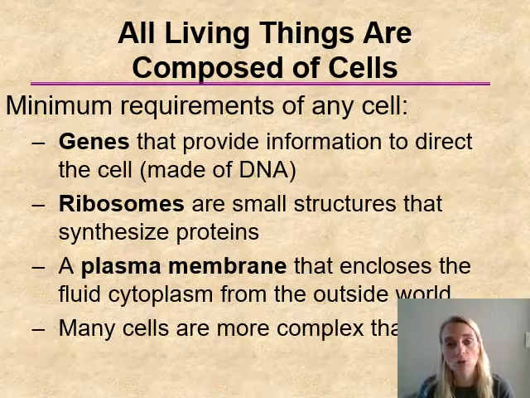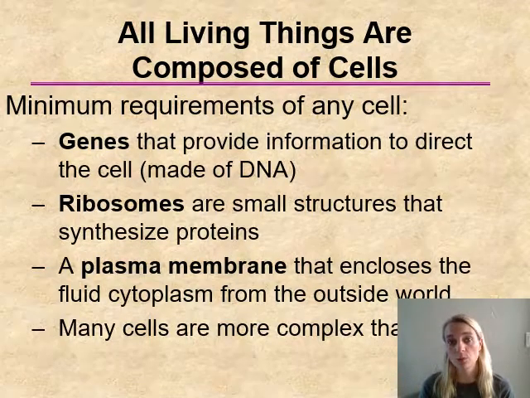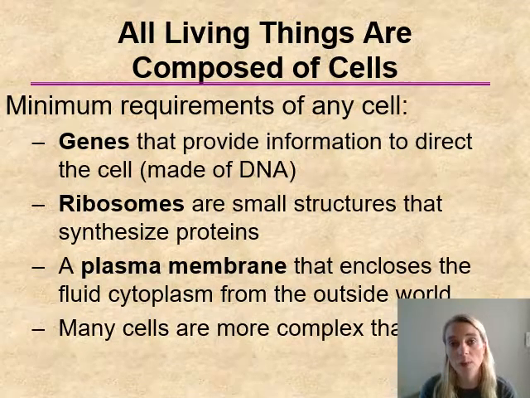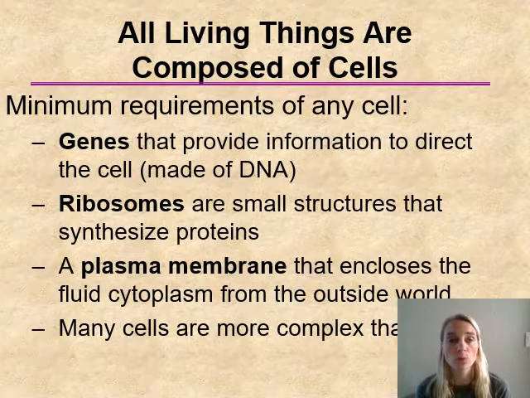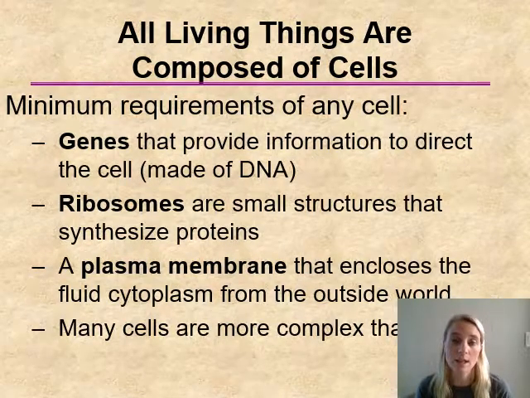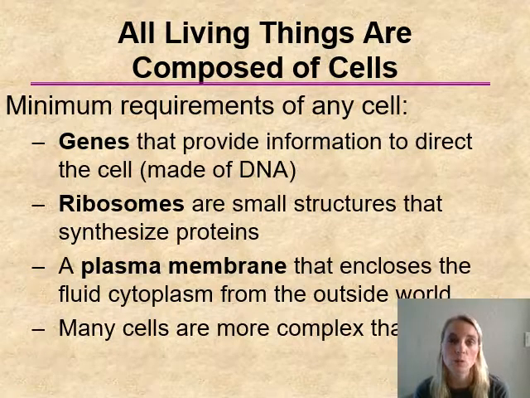One is you have to have genes, usually in the form of DNA. So these are the instructions, the blueprint, if you will, for everything that the cell needs to be able to do. So that's one thing. To be a cell, you have to have genes. The second thing is you have to have these little small structures called ribosomes. Ribosomes are like little workstations, and they can produce proteins. So proteins are a very complex, multifunctional molecule. And so ribosomes are the place where those proteins are made.